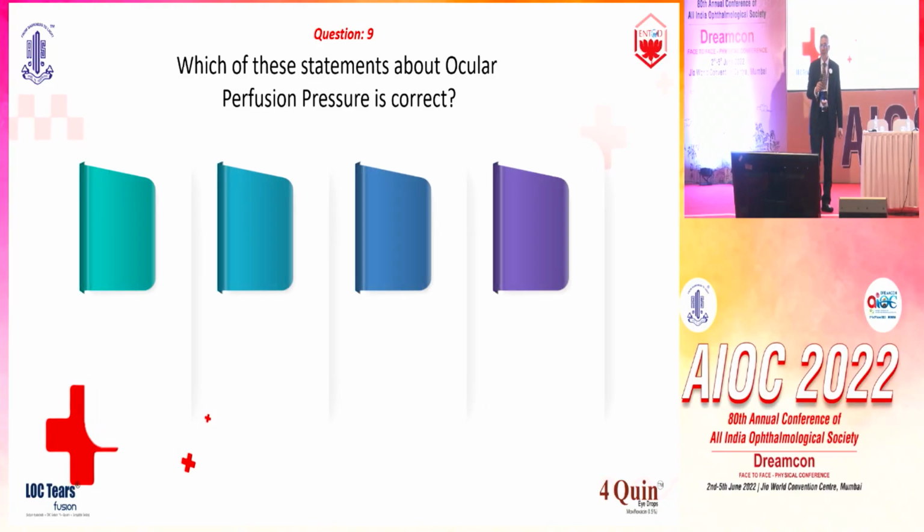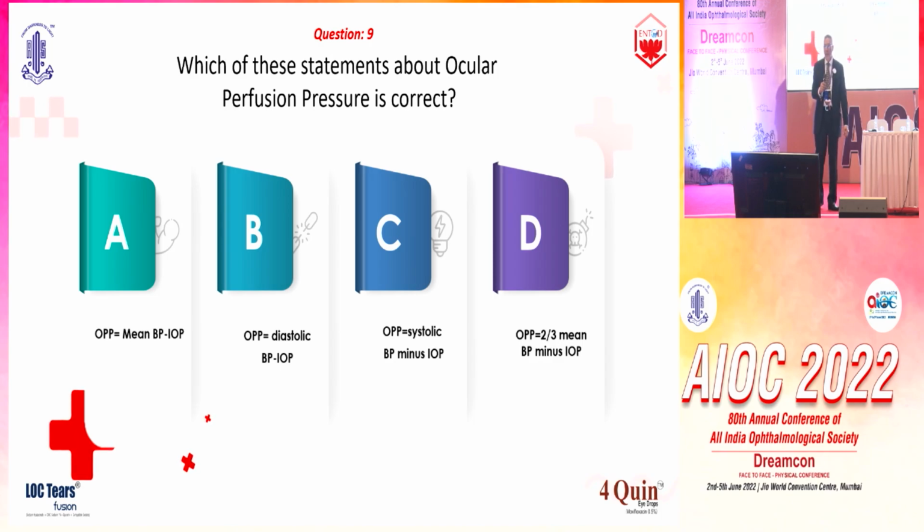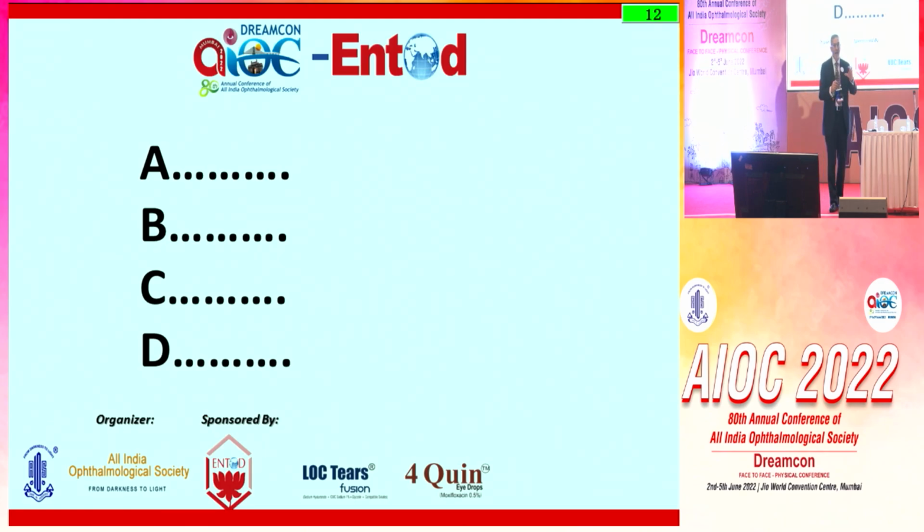Which of these statements about ocular perfusion pressure or OPP is correct? OPP is the mean blood pressure minus the intraocular pressure, or it's the diastolic blood pressure minus the intraocular pressure, or it's the systolic blood pressure minus the intraocular pressure, or it's 2/3 of the mean blood pressure. Mean means systolic plus diastolic divided by 2, minus the intraocular pressure. So this is at night when your nerve is being perfused. What is this OPP all about? Which of these statements is correct? How do scientists derive this OPP? And your time has started.